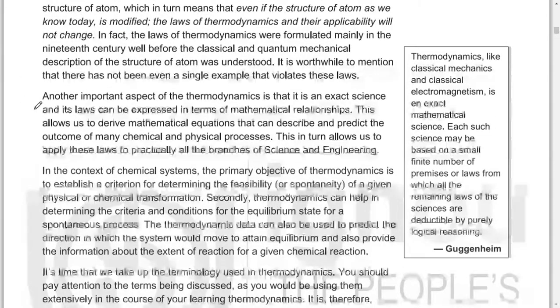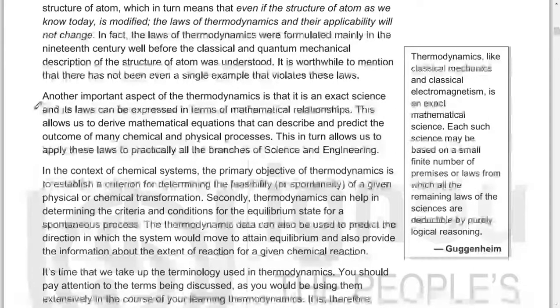Another important aspect of thermodynamics is that it is an exact science and its laws can be expressed in terms of mathematical relationships. This allows us to derive mathematical equations that can describe and predict the outcome of many chemical and physical processes. This in turn allows us to apply these laws to practically all the branches of science and engineering.